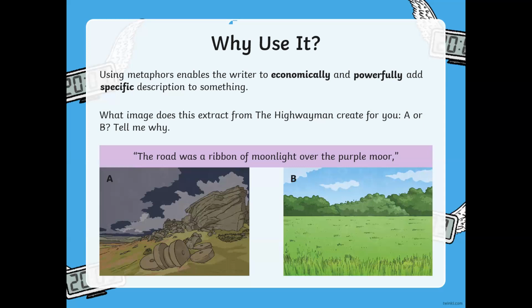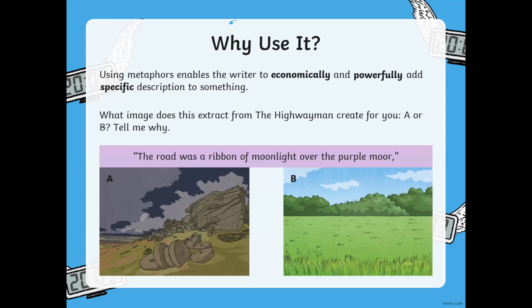So I want Micah. Micah, are you there? Yes, sir. I want you to read this metaphor, please. That's on the screen. You mean the one over the pictures, right? That's the only metaphor on the screen, sir. The road was a ribbon of moonlight over the purple moor. Very good. The road was a ribbon of moonlight over the purple moor.